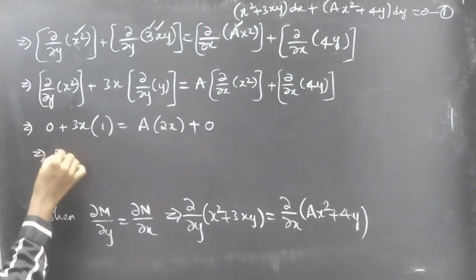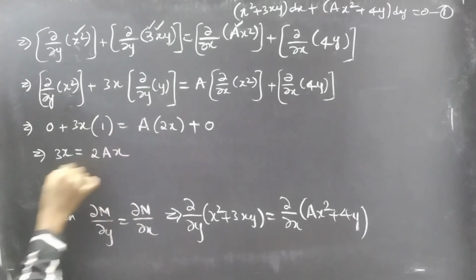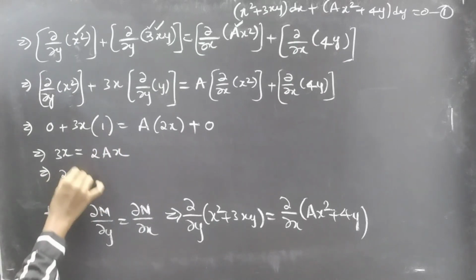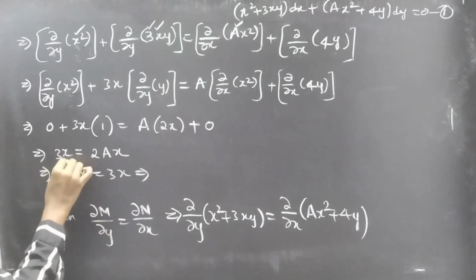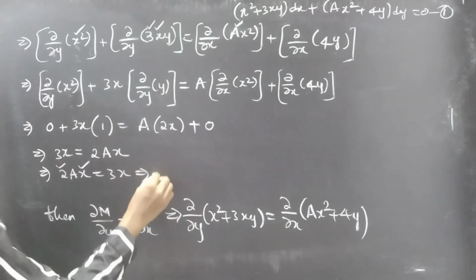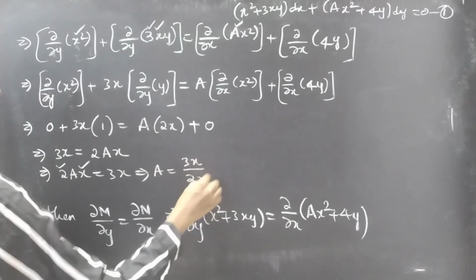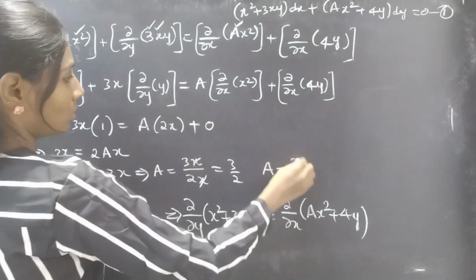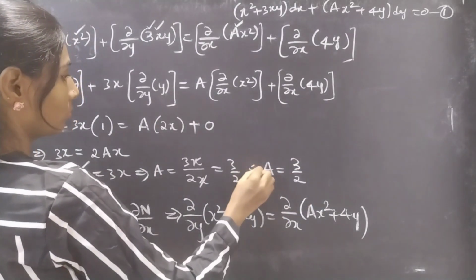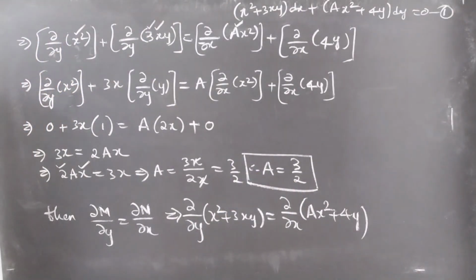This gives us 3x equals 2ax, or we can write this as 2ax equal to 3x. Now take this 2x to RHS, then we'll get a equal to 3x by 2x, where x gets cancelled and you'll get a equal to 3 by 2, right? Now we got a. Let's substitute a in the given differential equation or equation 1.